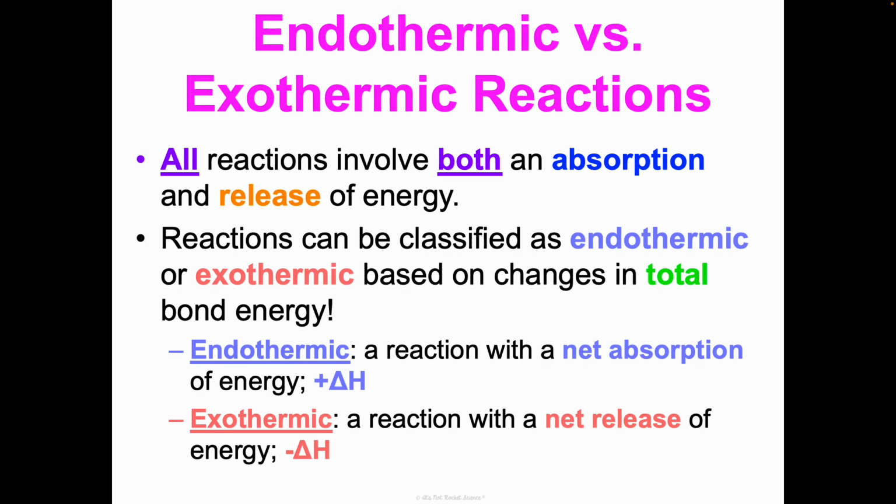Exothermic reactions, on the other hand, have a net release of energy. Okay, so energy is absorbed to break bonds. It is released as bonds are formed. And overall, we see more energy is released than absorbed. Thus, we would classify it as exothermic.